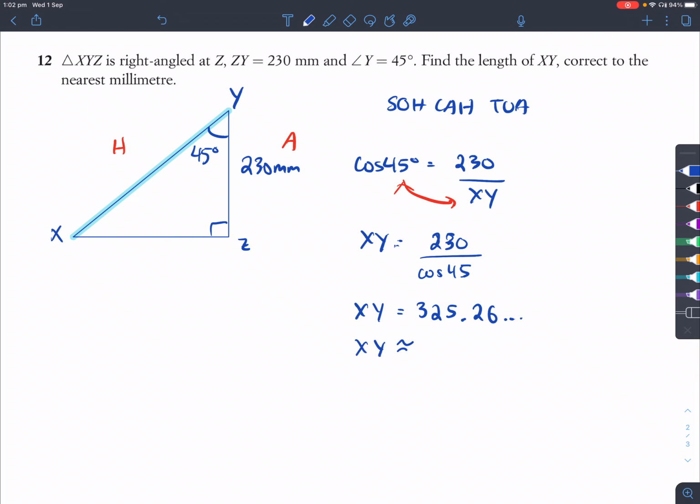So if we want to round this to the nearest millimeter, in this case, everything's in millimeters. If it wants you to find out to the nearest millimeter, that means round to the nearest whole number. So these are a portion of a millimeter. So this number here, the first number after the decimal place, if that's a number below 5, we'll round this down to 325 millimeters.